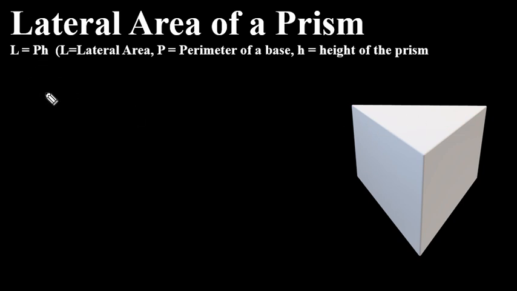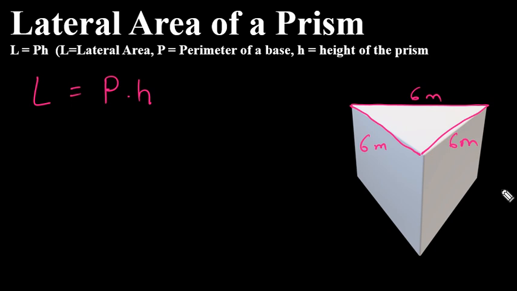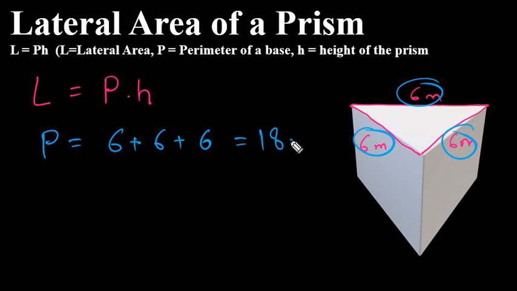So this is the formula for lateral area. Lateral area is perimeter of base times height. First of all, you need to find the perimeter of the triangular base. So this is your triangular base, and let's say 6 meter, 6 meter and 6 meter, all sides are 6 meter. Then how do you find the perimeter? The perimeter is the sum of all the sides for a triangle. What does it mean? 6 plus 6 plus 6. That will give you 18 meter.